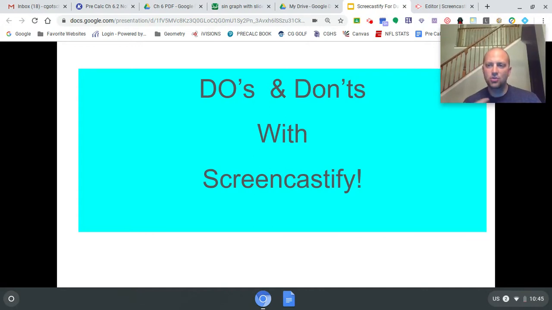You can do a PowerPoint. So I just went through 3 slides, and this is a perfect example of a do. Don't do ScreenCastify when the light is at your back, because then you can't see anything. Do ScreenCastify when the light is in front of you so you can be seen.